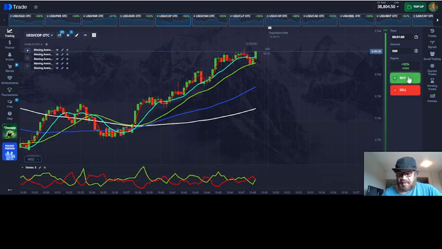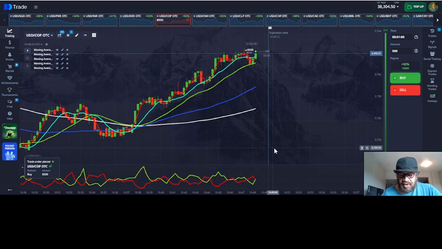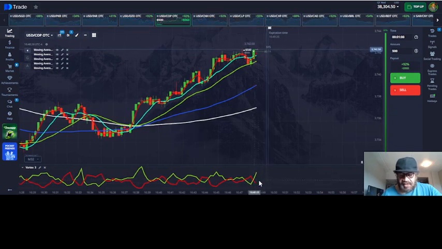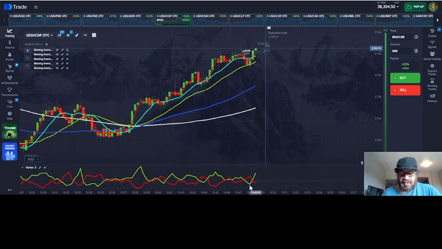Let's go ahead and take that trade here. The vortex line crosses the minus VI line on the Vortex indicator, and there we go. See, the vortex line just crossed.